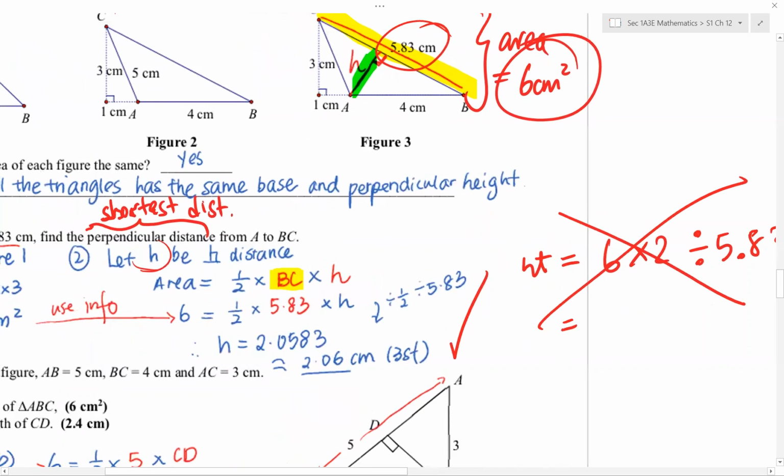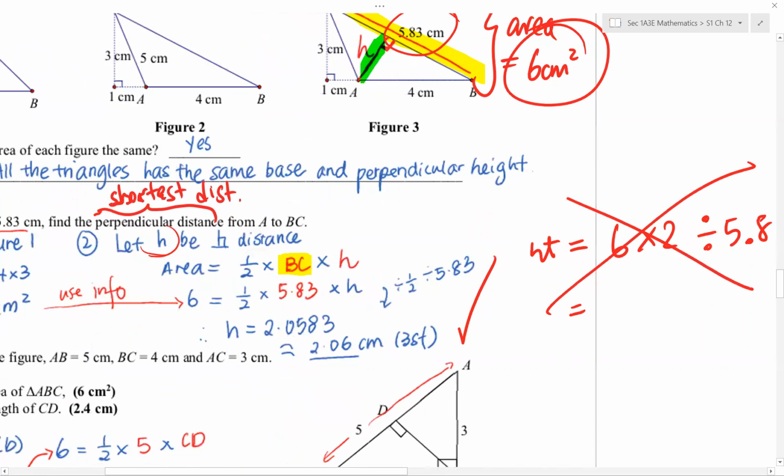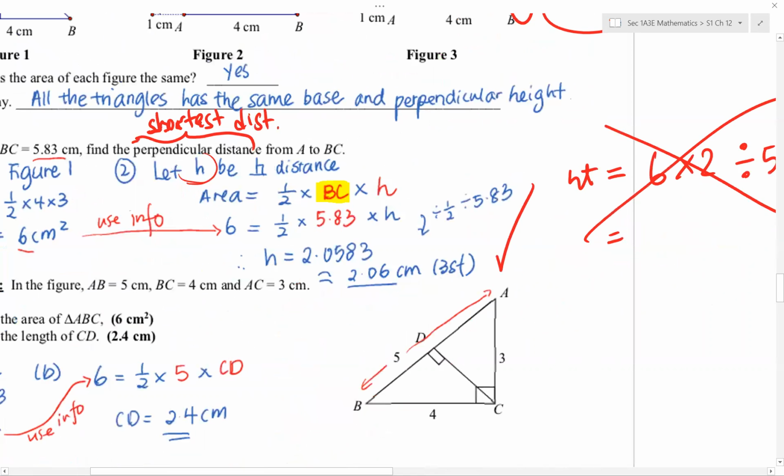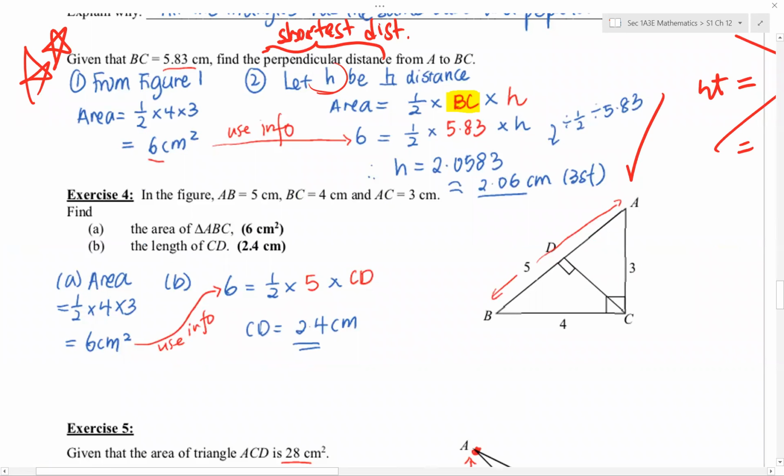Okay, so next one. In this diagram, AB is 5 cm, BC is 4 cm, AC is 3 cm, find the area. You need to decide where's the base, where is the perpendicular height. So they gave us 3 different lengths. Quite obviously, we have to use base as 4, the perpendicular height as 3. Alternatively, use the base as 3, perpendicular height as 4. No difference. You're just multiplying the same thing. And then they want us to find the length of CD, where CD is perpendicular to AB.